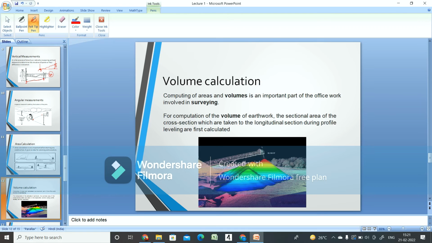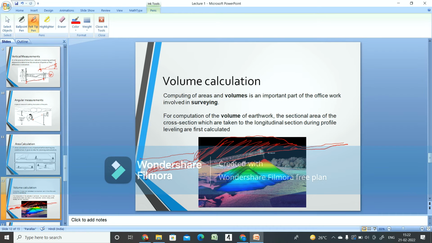Now the next one is volume calculation. Whenever we are doing construction, the earth profile is not always straight. It has undulation, it can go up and down. Suppose you want to achieve a certain level, then we have to excavate this earthwork. In that case, the first thing is we should know the volume of earthwork that we have to remove.